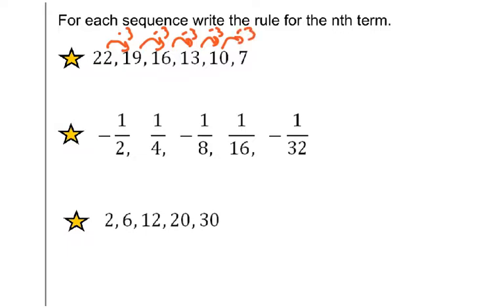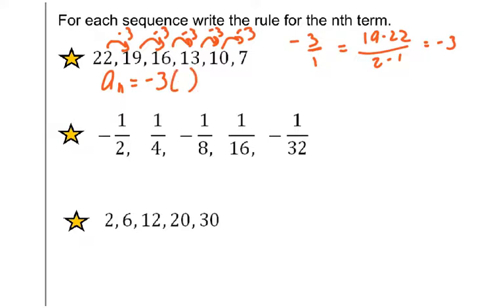So the change in the numbers in this sequence are linear. We go down by 3 for every subsequent term. So it's kind of like slope, where we would do 19 minus 22 over the second term minus the first term, and we get negative 3. So we definitely have a linear growth model. A sub n, negative 3 is like our slope. So we could have negative 3 times our input variable. And we're getting closer to our rule.